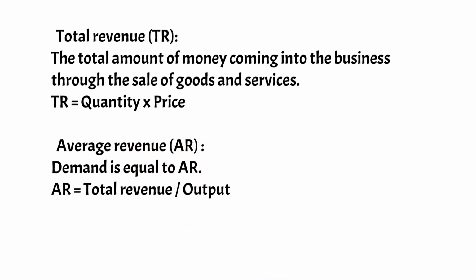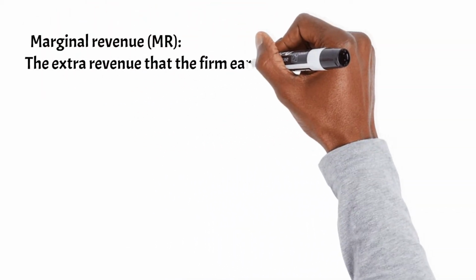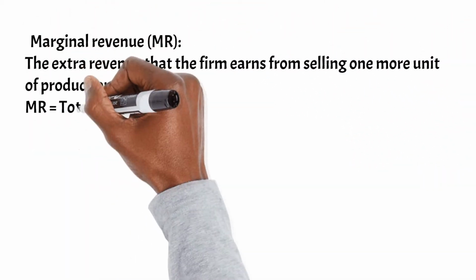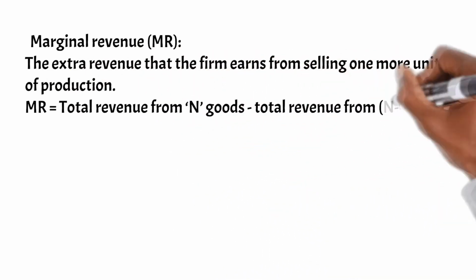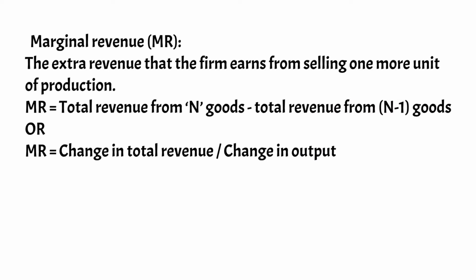Next, average revenue or AR. Demand is equal to average revenue. To calculate this, it is total revenue divided by output. Finally, for revenue, marginal revenue or MR. This is the extra revenue that the firm earns from selling one more unit of production. To calculate, it is the total revenue from N goods minus the total revenue from N-1 goods, or change in total revenue divided by change in output.